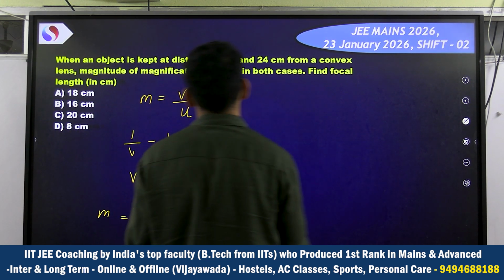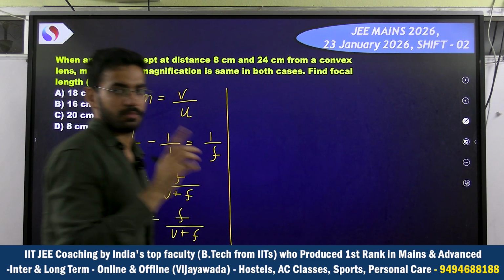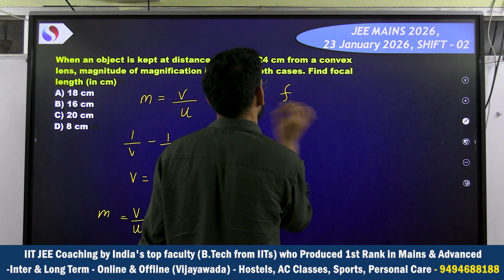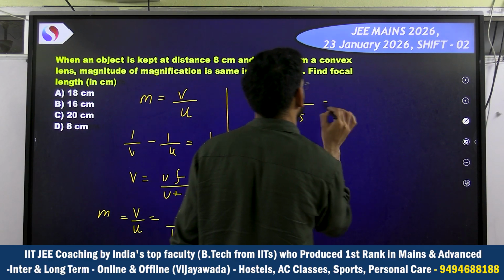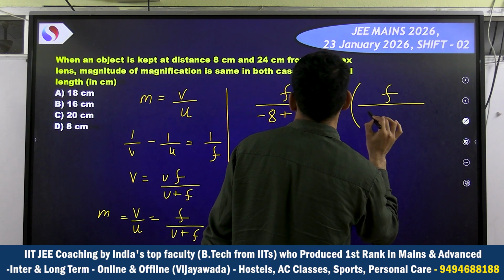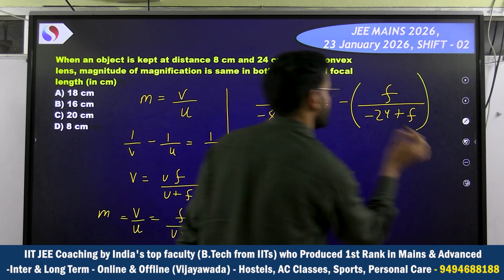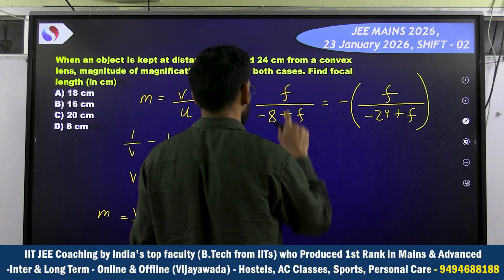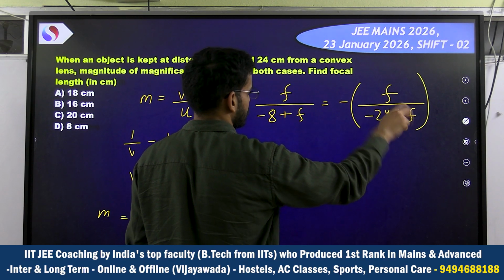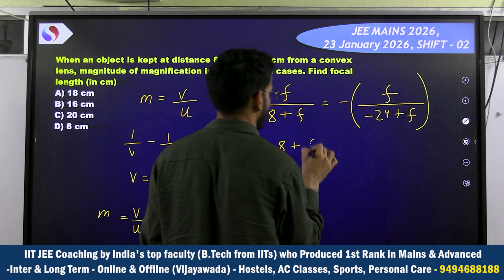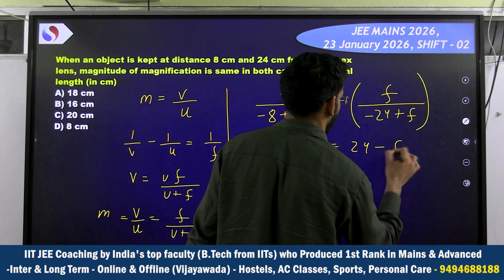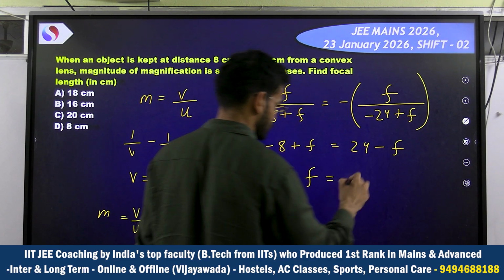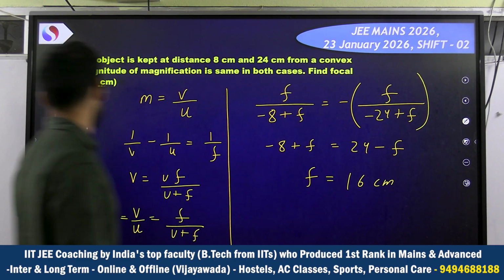Now if you compare what he is saying here, the magnitude of magnification is the same, not the sign. So actually the sign will be opposite. One will have f upon -8 plus f, and one will be negative of f upon -24 plus f, like m1 minus m2. Now f cancels out, put a minus sign here and reverse it. So -8 plus f is equal to 24 minus f. Taking f this side and 8 that side, you will have f equal to 16 centimeter. So the focal length came 16 centimeter.